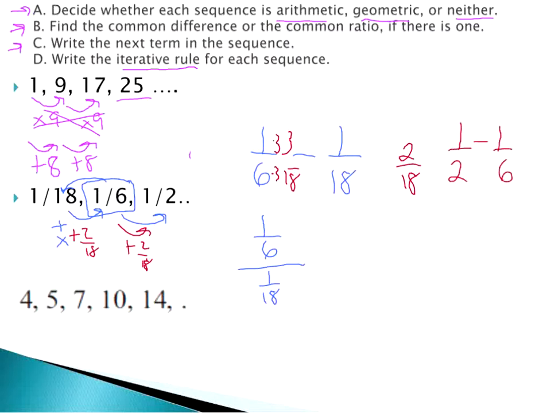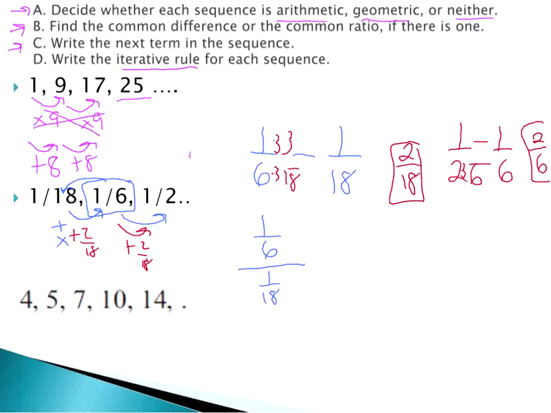So I'd have to check it again. Meaning I'd have to do 1/2 minus 1/6. So if I make that a 6 times 3 times 3, I would get 2 over 6. So is 2 over 6 the same as 2 over 18? No. So it did not add anything to get your pattern to hold true.